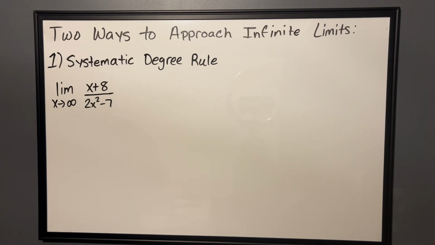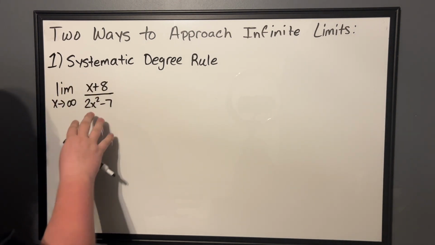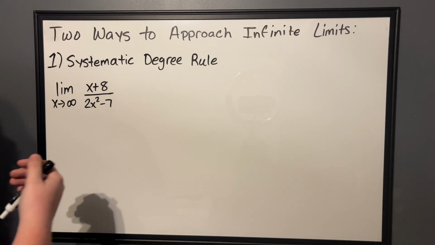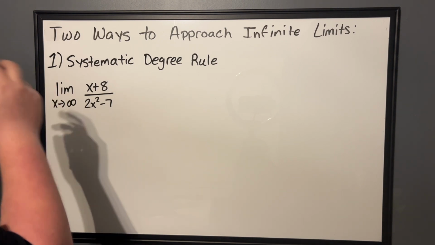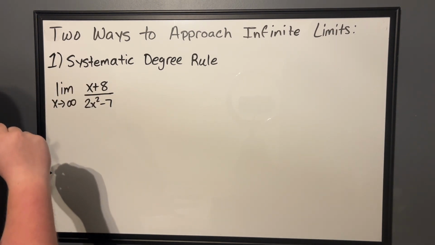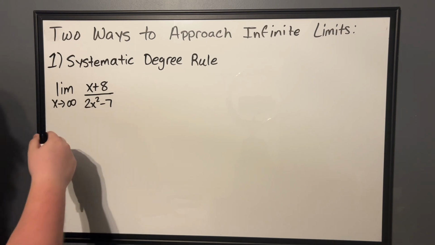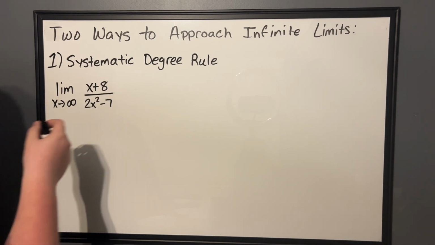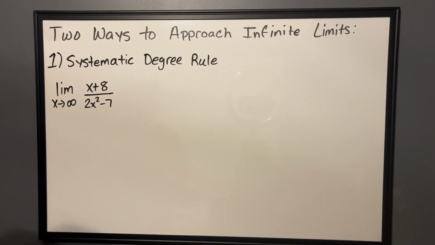But in this case, we have two polynomials, right? We have a line and we have some quadratic, right? So let's go ahead and see what their degrees are. So remember, the degree is the highest exponent of x. So in this case, the exponent of x is 1 in the numerator, and then in the denominator, the exponent of x is 2. And we're only concerned with the highest degree that we see. Now, in this case, the highest degree is in the denominator, and we know that that degree is x squared. So the highest degree is x squared.